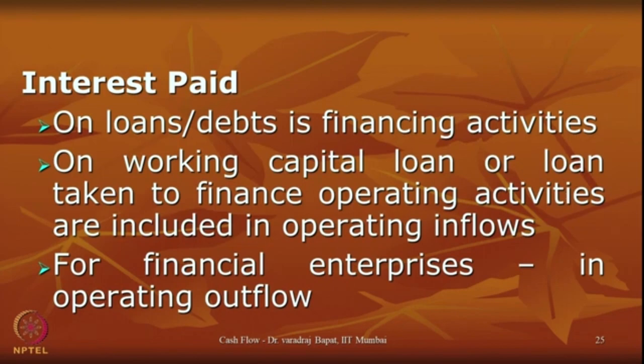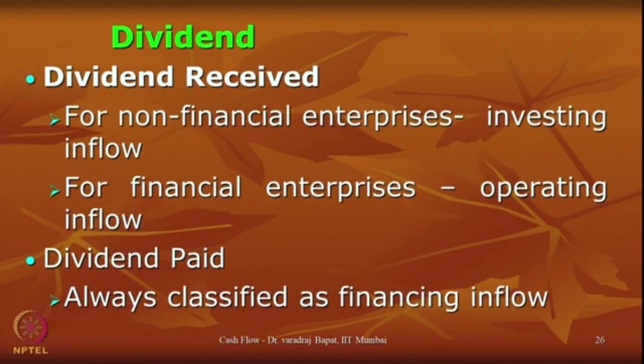Then interest paid. Normally it is a financing activity, but interest on a working capital loan will be an operating activity. And for a finance enterprise, we will categorize it as an operating flow. As far as the dividend is concerned, mostly dividend received is an investing flow, but for a finance company, it is an operating flow. And dividend paid is very simple. For any type of enterprise, without exception, we will categorize it as a financing flow.